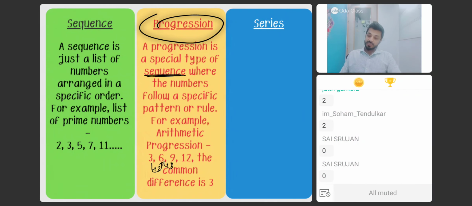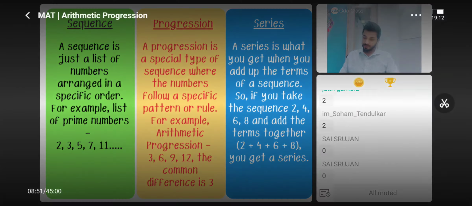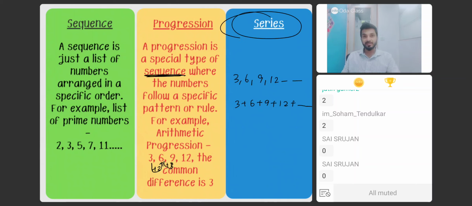So this is your sequence and progression. Now coming to series. A series is basically, you have a sequence. Look, just say here it is a sequence 3, 6, 9, and 12, and so on. Now, if I take the sum of this sequence, if I write 3 plus 6 plus 9 plus 12 plus and so on, that will become a series.